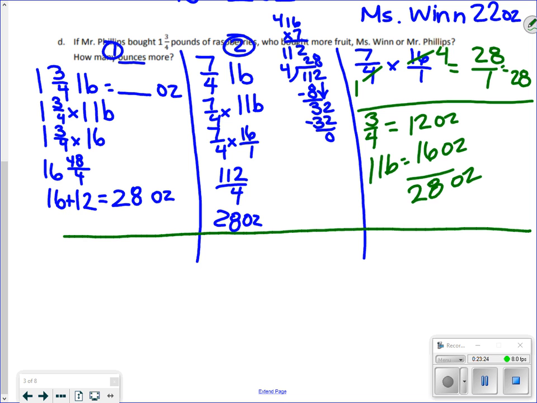So I added 12 and 10, which is 22. So I got 22. And then I turned that into 1 and 6/16. And then for 1 and 3/4, I multiplied 3/4 times 4/4 equals 12/16ths, and then I subtracted and got 6 ounces. Mr. Wynn has 6 ounces more, or Mr. Phillips. Wow, it works. If you say so.